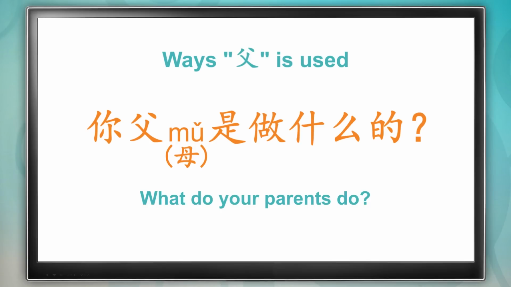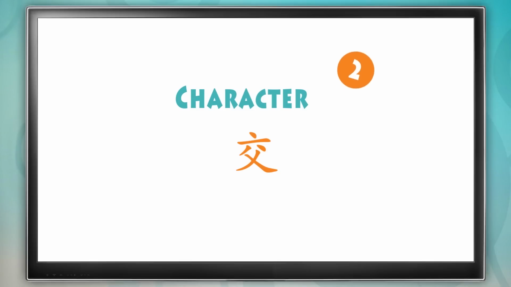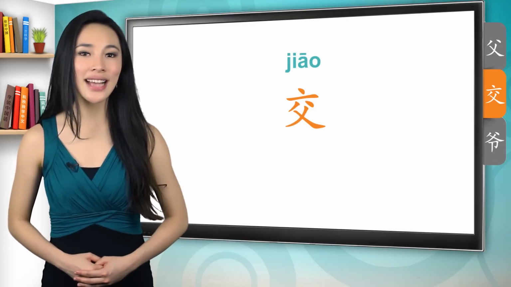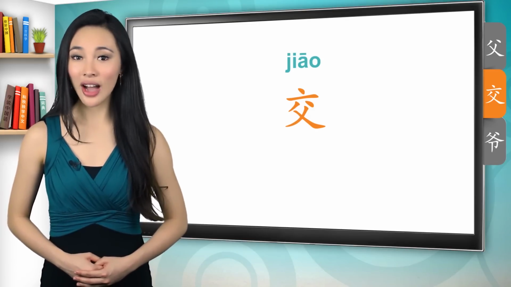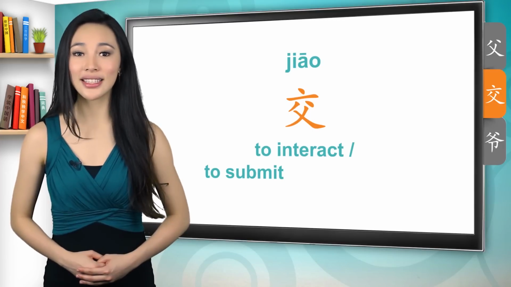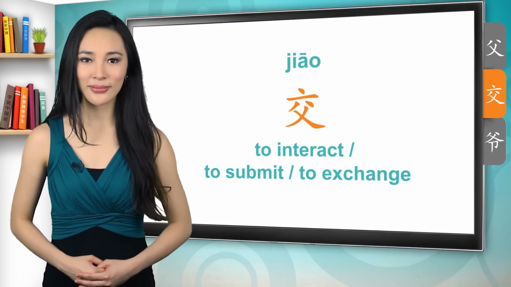Okay, now let's move on to our second character. This character is pronounced jiāo. Depending on the context, it could mean to interact, to submit, or to exchange.